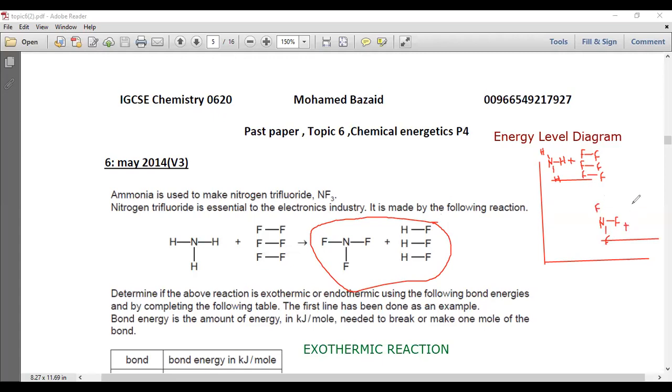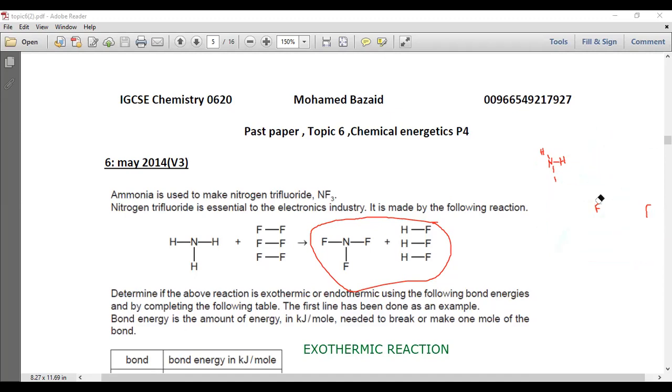So here I will write NF plus. What are you doing now? Energy level diagram. Okay. So for the energy level diagram, I just draw the diagram, write the reactants up, write the products down, and make an arrow down like this. Okay. I will explain it again, but after this question. Another question.